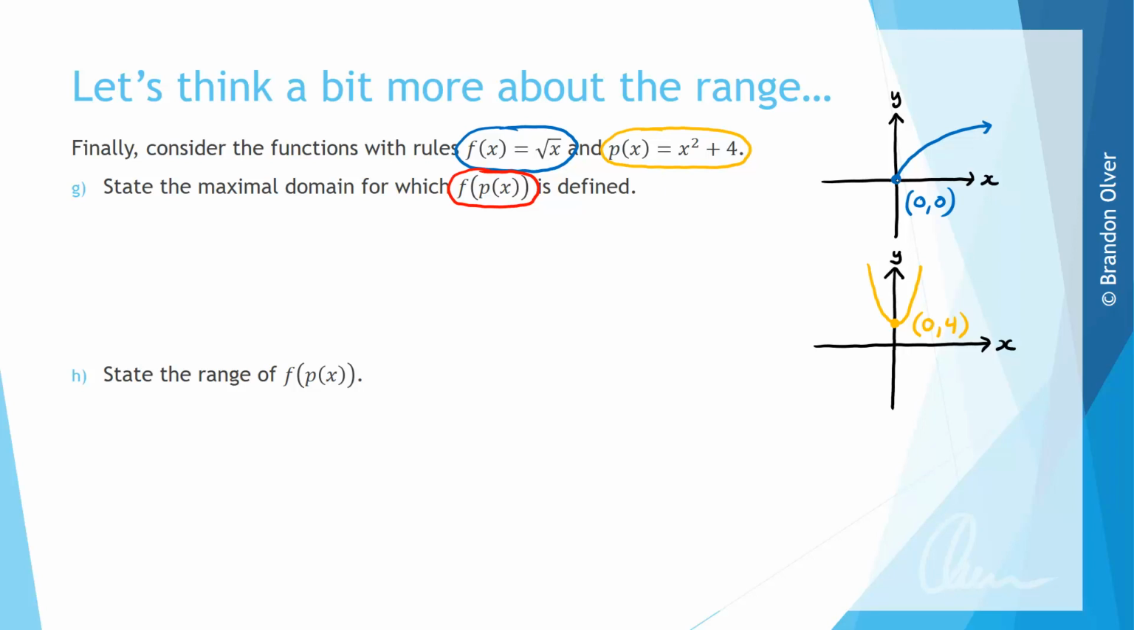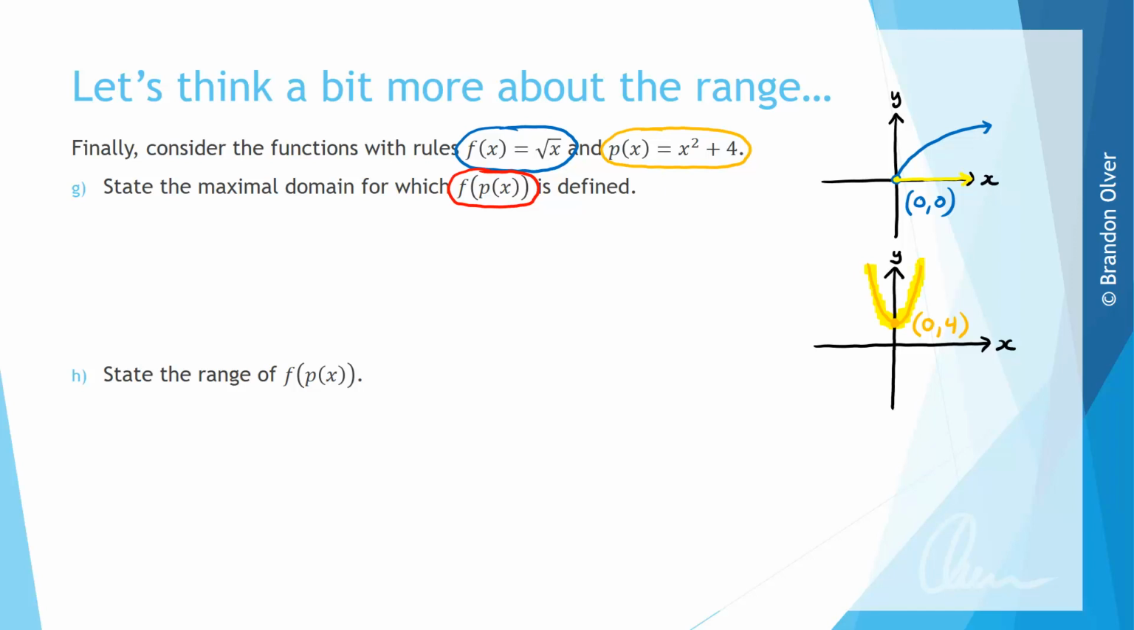So f of x has a domain, which we'll do in yellow again, as being 0 to infinity. And we can see that p of x gives out y values that are all greater than 4. So they can all fit inside the function f of x. So all these values here that we get coming out of p of x can all be substituted back into f of x.